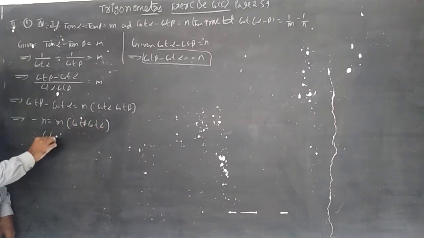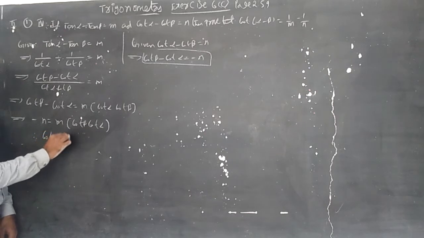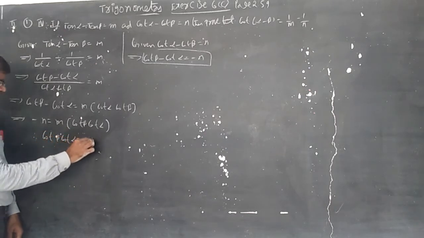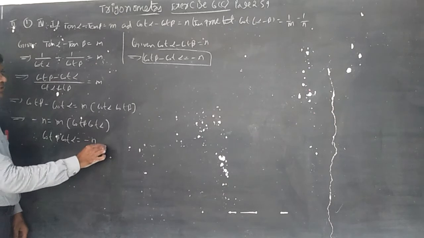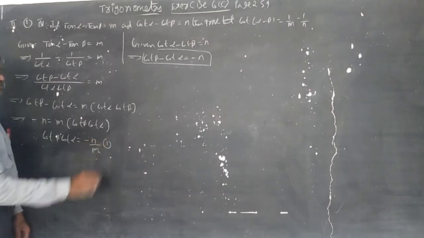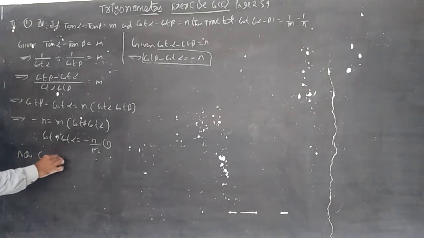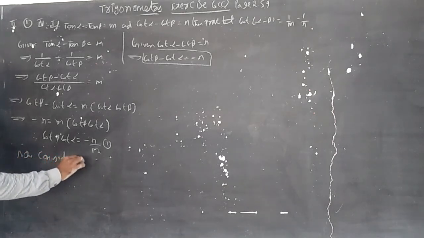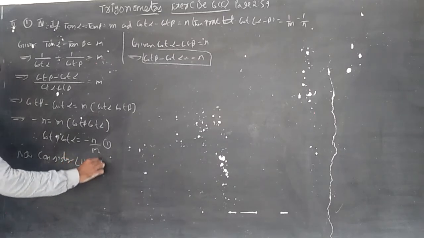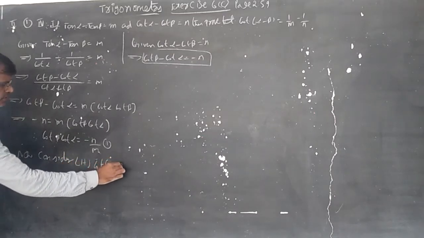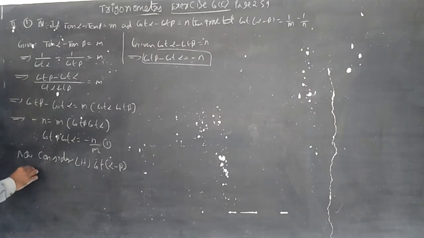Therefore, cot beta cot alpha is equal to minus n by m. Keep this aside, this is 1. Now consider the LHS, cot of alpha minus beta. Yesterday we learned the formula: cot of A minus B is cot B cot A plus 1 by cot B minus cot A.